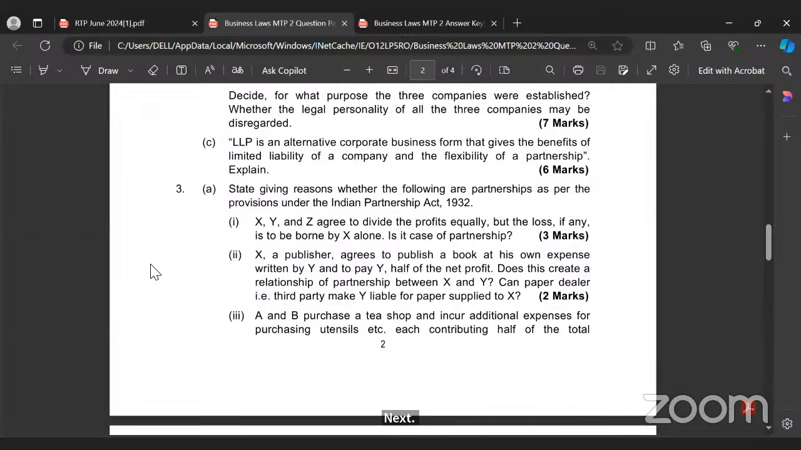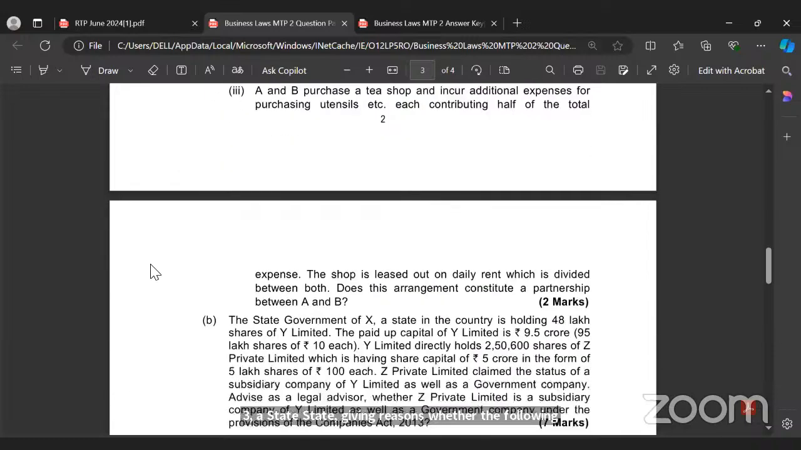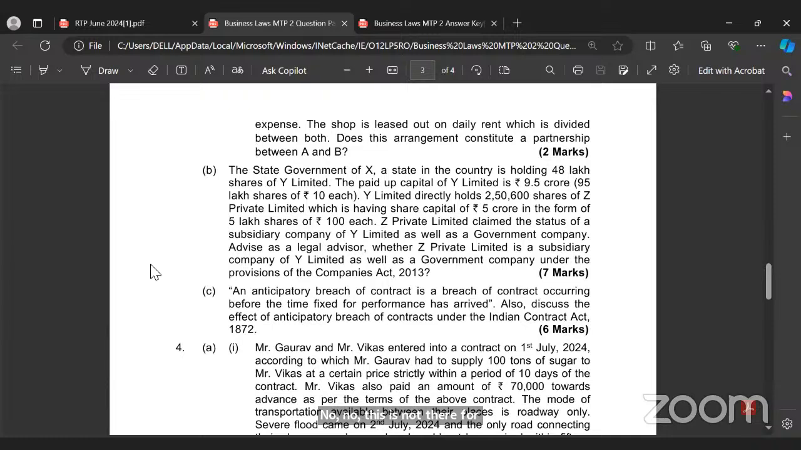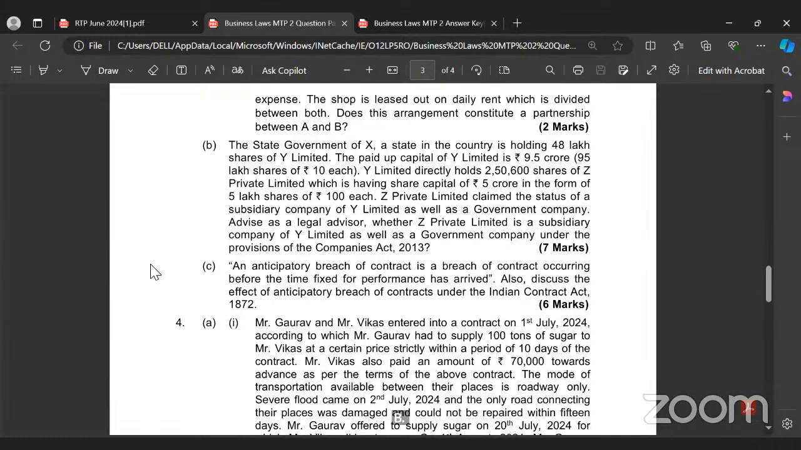3A. State giving reasons whether the following are partnerships as per the provisions under the Indian Partnership Act 1932. B. The state government of X, a state in the country, is holding 48 lakh shares of Y Limited. The paid up share capital of Y Limited is 9.5 crores, 95 lakh shares of rupee 10 each. Y Limited directly holds 2,50,600 shares of Z Private Limited, which is having share capital of rupee 5 crore in the form of 5 lakh shares of rupee 100 each. Z Private Limited claimed the status of a subsidiary company of Y Limited as well as government company. Advise as a legal advisor whether Z Private Limited is a subsidiary company of Y Limited as well as government company under the provisions of the Companies Act 2013.